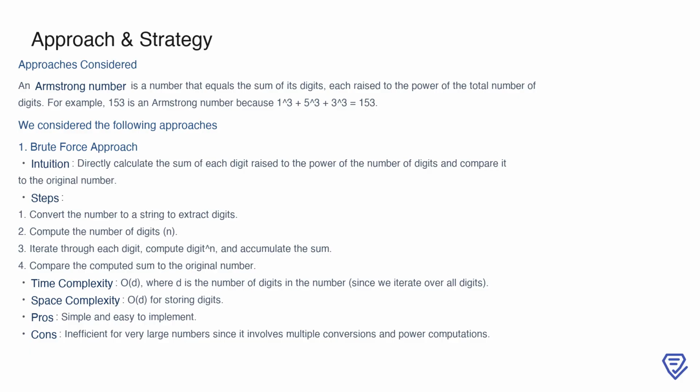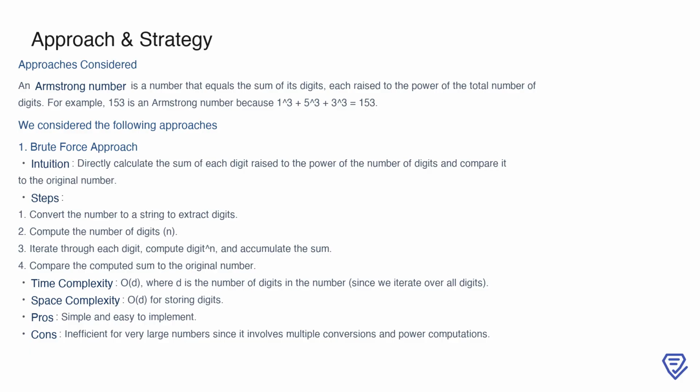With this in mind, one approach we considered is the brute force method. The intuition behind this approach is to directly calculate the sum of each digit raised to the power of the number of digits, then compare the result to the original number. The steps involve converting the number to a string to extract its digits, determining the number of digits, iterating over each digit to compute its power, and finally summing these values.